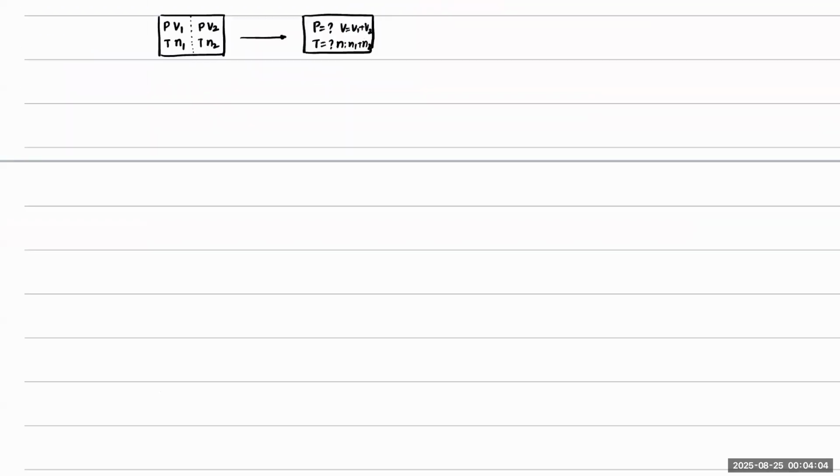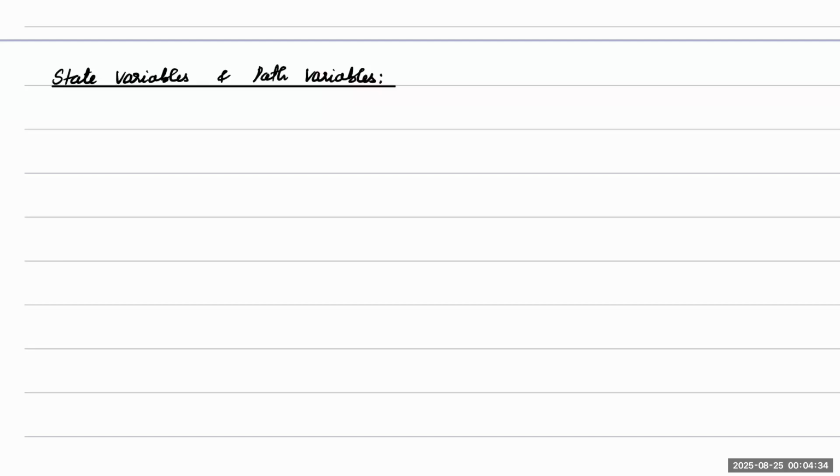We then discussed if at all we have to calculate certain parameters when a thermodynamic equilibrium is achieved. There are mainly two parameters that we will usually measure. One is state variables and path variables.